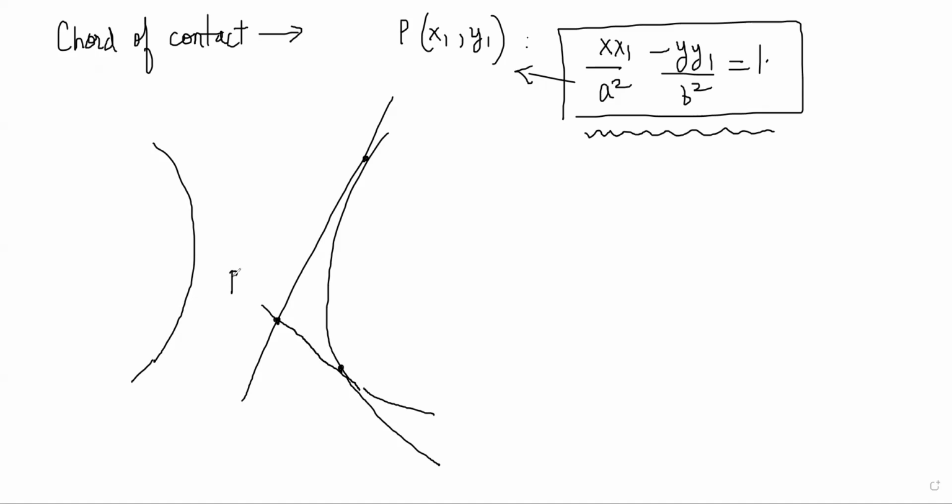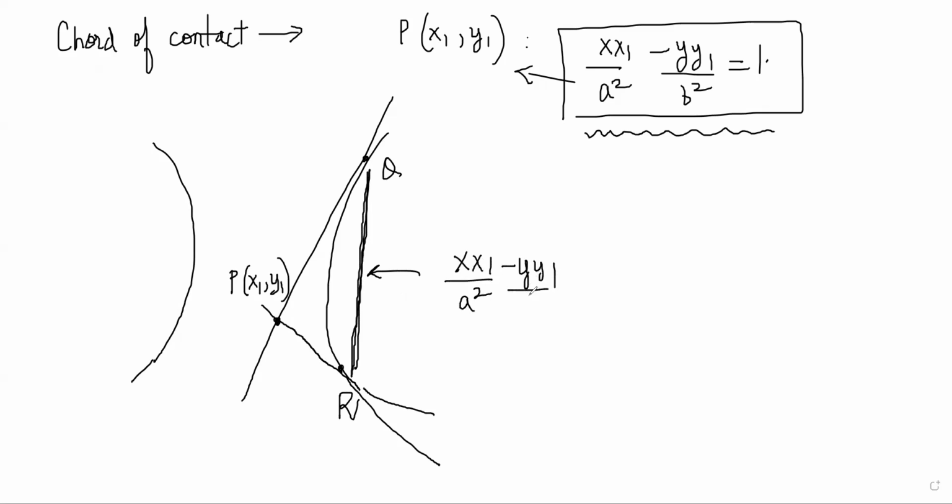This point is P (x1, y1), and for the chord of contact, from P you have drawn two tangents. This chord, connecting Q and R, is the chord of contact, and Q and R are the points of tangency. The equation of this chord is x1 by a square minus y1 by b square equals 1. So this is similar to what we saw in the ellipse and parabola case as well, right?